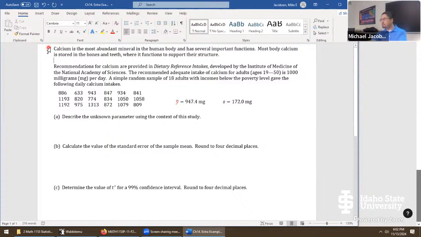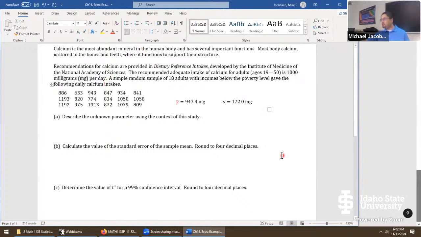We're told calcium is the most abundant mineral in the human body and has several important functions. Most body calcium is stored in the bones and teeth where it functions to support their structure. So we get a biology lesson. Here's where the statistics problem starts. Recommendations for calcium are provided by dietary reference intakes developed by the Institute of Medicine of the National Academy of Sciences, so sounds serious. Recommended adequate intake of calcium for adults ages 19 to 50 is 1,000 milligrams per day. So that's their recommendation for everybody in that age range.